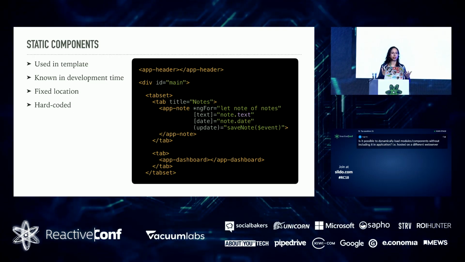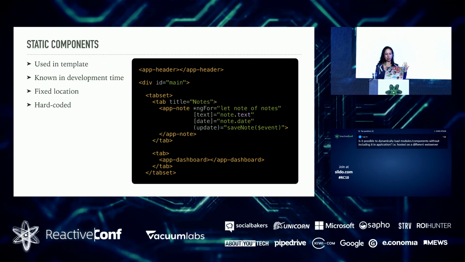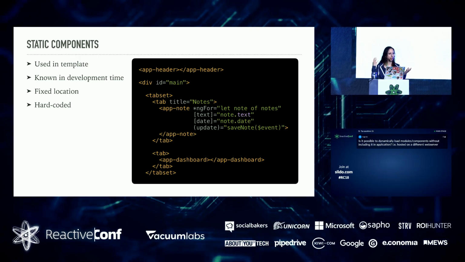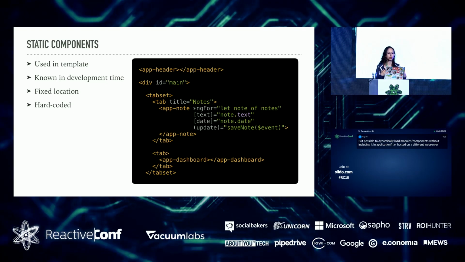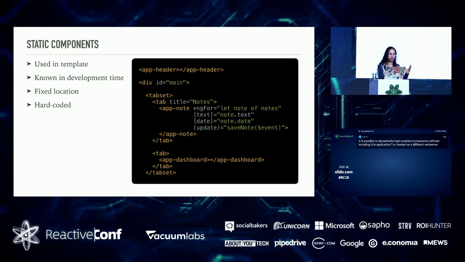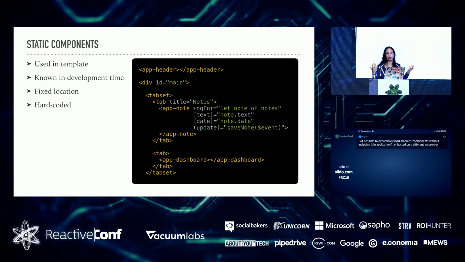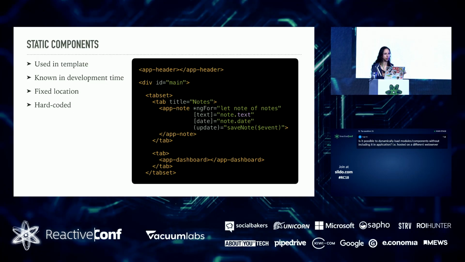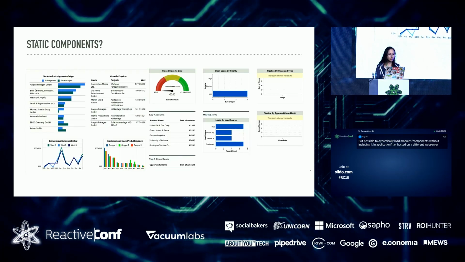We use them directly in the template. We can pass inputs and bind to events and so on. So when I'm developing this application, I know about these components. I know that I'm going to use them. I import their code into the module, and they're in a fixed location wherever I put them. So it's kind of hard-coded, which is fine if you use it once in a very specific location. This is the way that we're supposed to use most of our components.